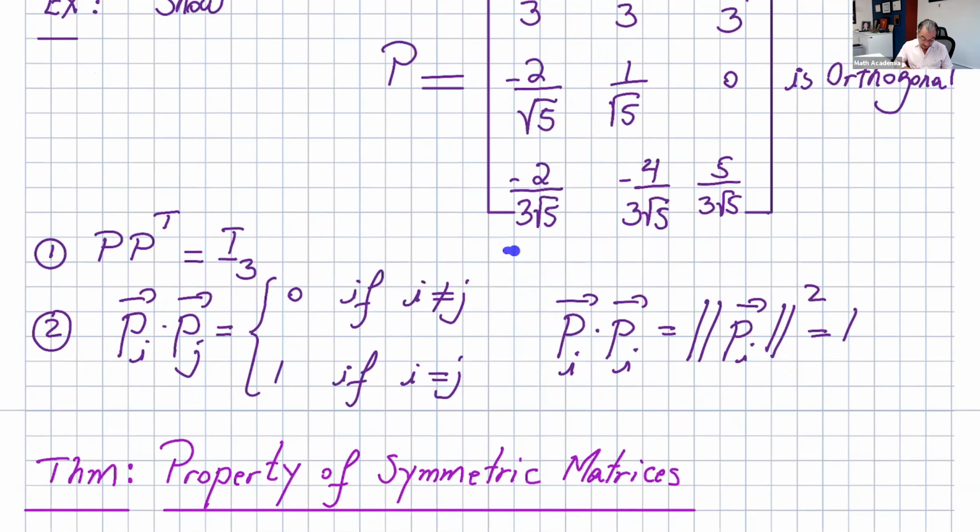That's going to work with this matrix. Pi dot Pj is going to give you 0, and Pi dot Pi, or if the same, i equals j, is going to give you 1, and the magnitude of each column is 1. Please try that and check that.